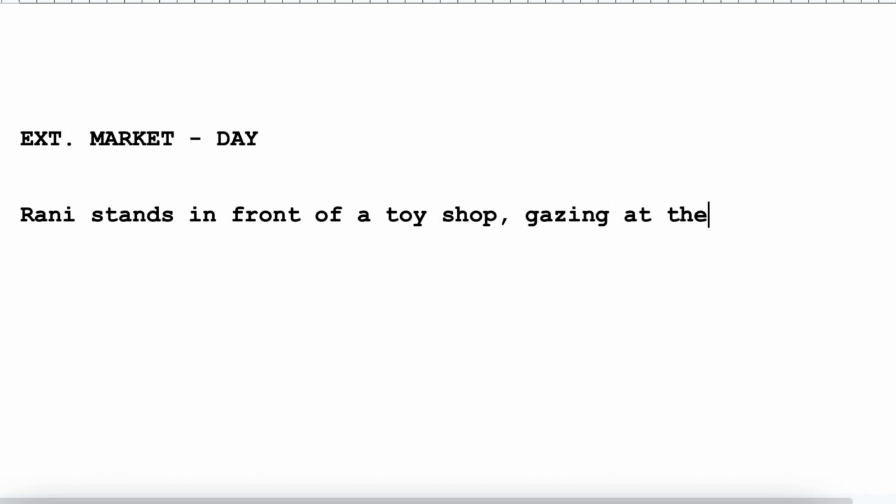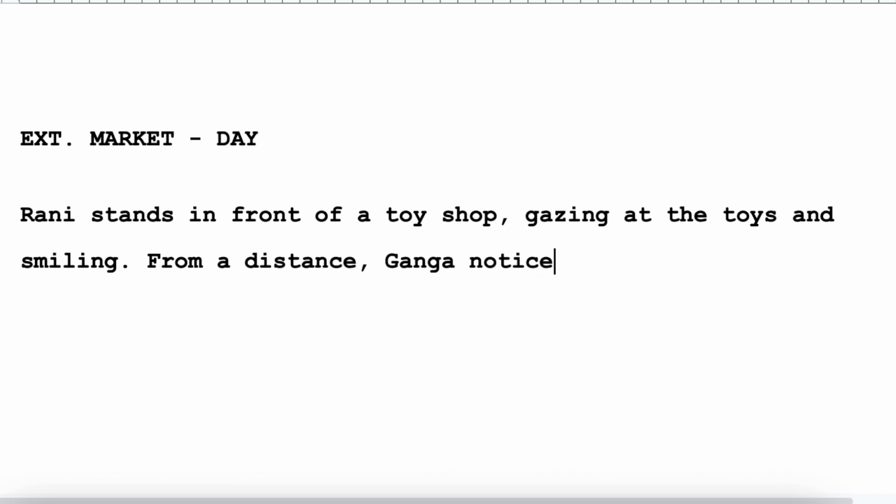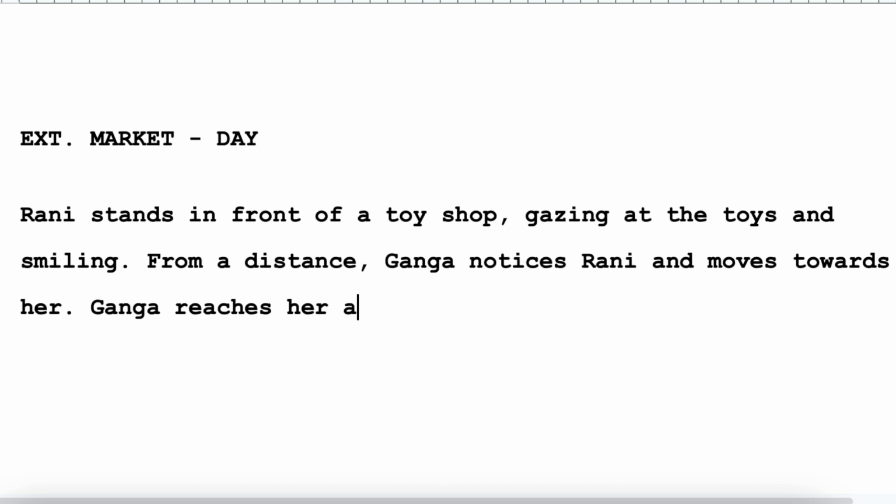Action line. Action lines describe what is happening in a scene. They are used to set the scene, describe the character's movements, and provide important visual details. Action lines are written in present tense and are usually concise and vivid to create a clear picture for the reader.